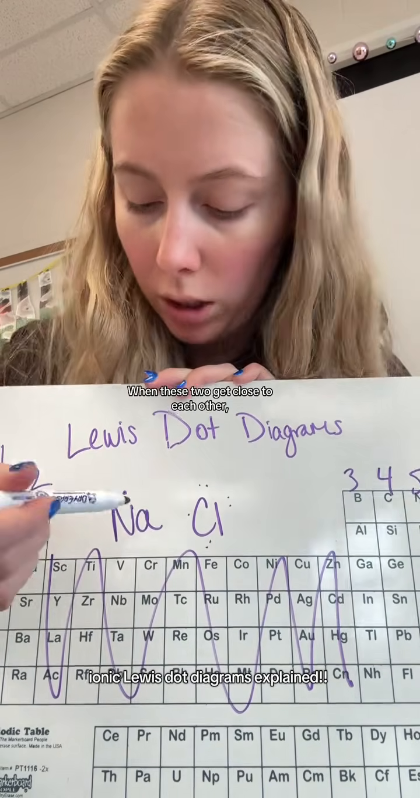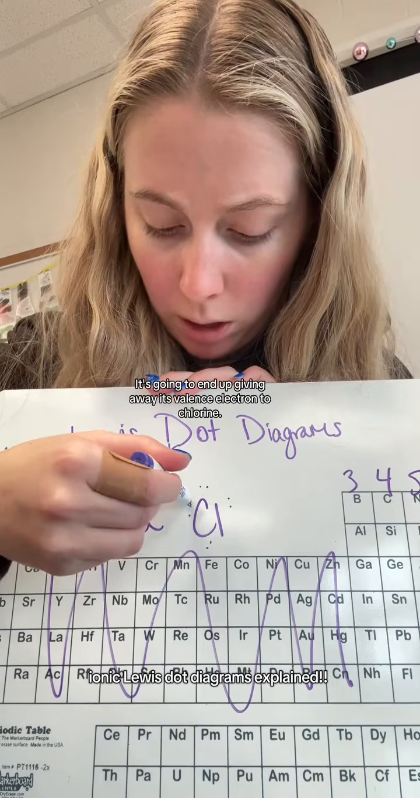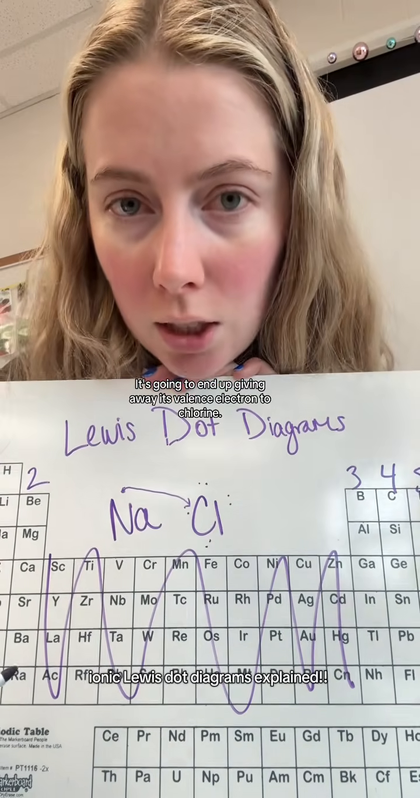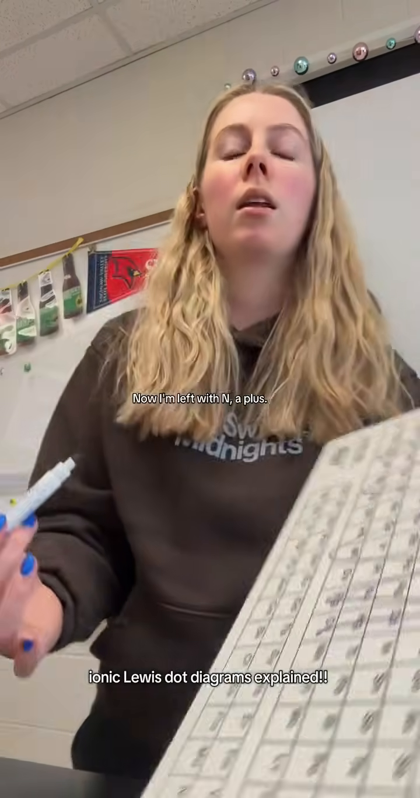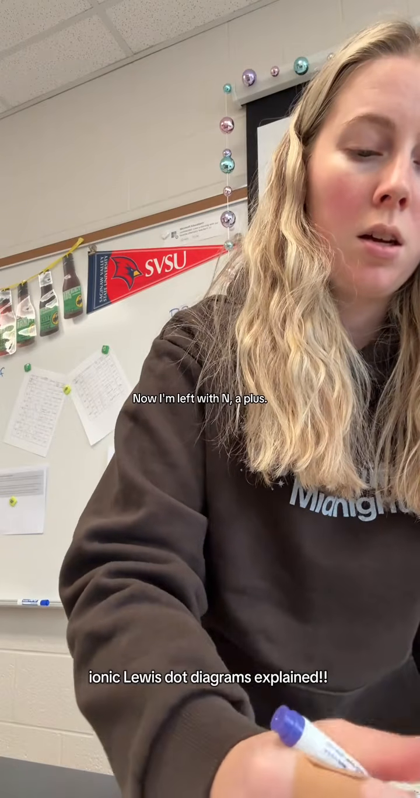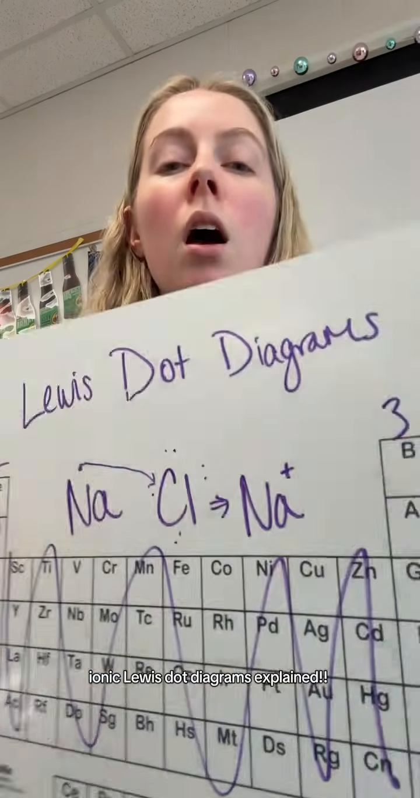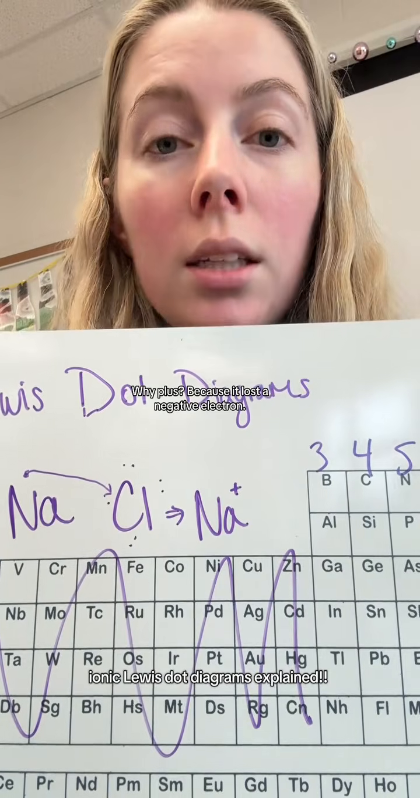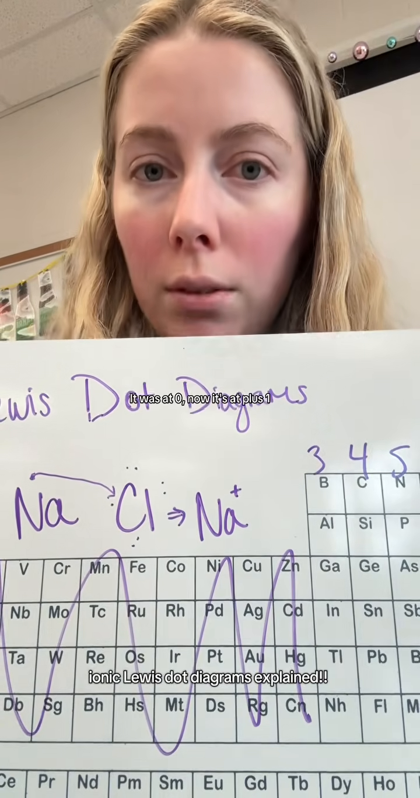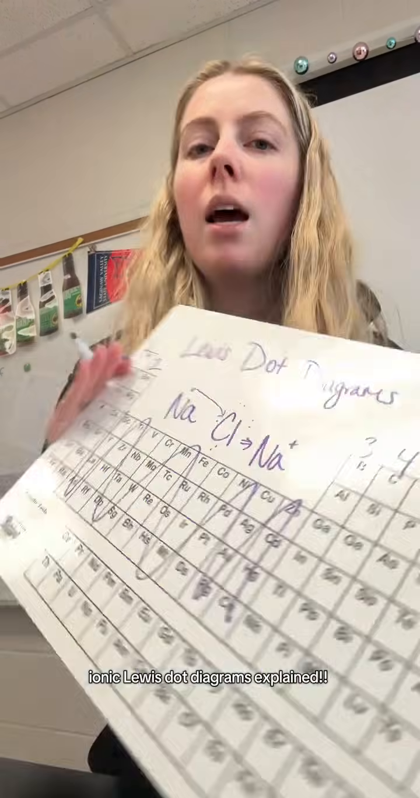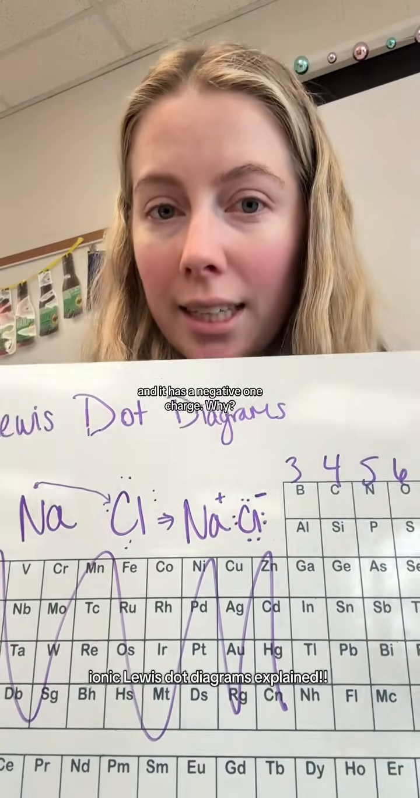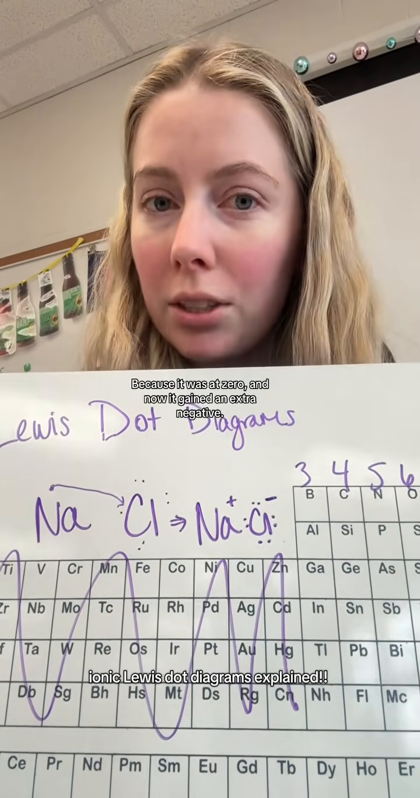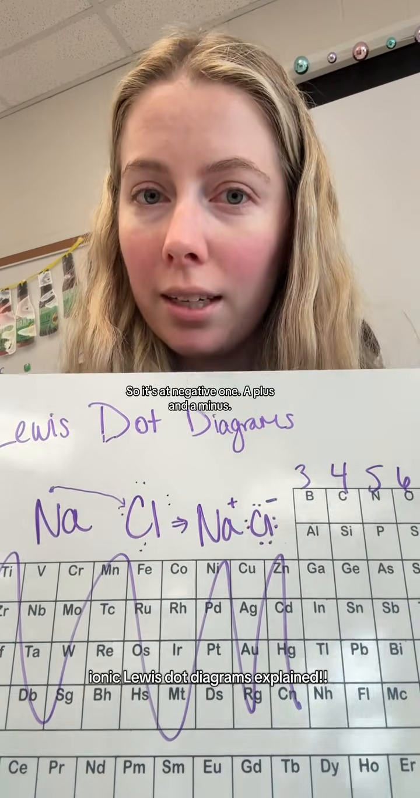When these two get close to each other, sodium has no chance. It's going to end up giving away its valence electron to chlorine. So my sodium loses an electron. Now I'm left with Na plus. Why plus? Because it lost a negative electron. It was at 0, now it's at +1 because I lost 1 negative. And chlorine's at 8 valence electrons, and it has a -1 charge. Why? Because it was at 0, and now it gained an extra negative, so it's at -1.